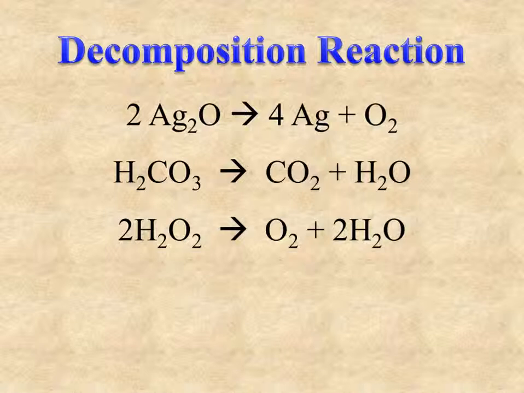Mercuric oxide is a reddish powder. When it was heated, it was seen that there were droplets of a silverish liquid, that was the mercury, condensing on the sides of the test tube, and there was also a colorless gas that was given off, and this was later proven to be oxygen. The second equation you see is for the decomposition of carbonic acid.